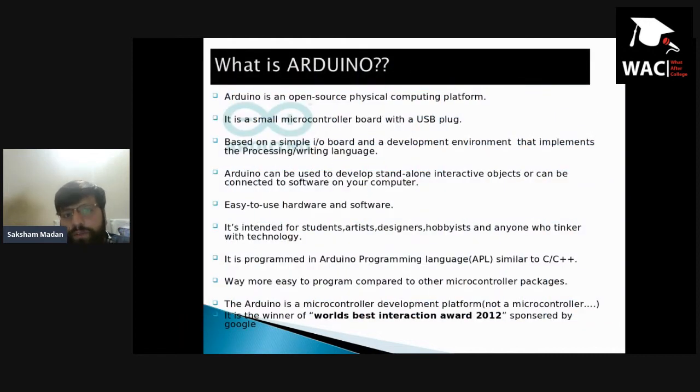Now comes what is Arduino. Arduino is an open source physical computing platform. It's a small microcontroller with a USB plug based on a simple IO board. IO is an input output board. It has a development environment that implements the Processing and Wiring language. Arduino can be used to develop standalone interactive objects that can be connected to software on a computer. Easy to use hardware and software. It's intended for students, artists, designers, hobbyists, and anyone who tinkers with technology.